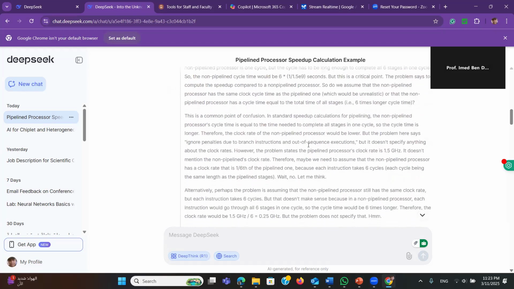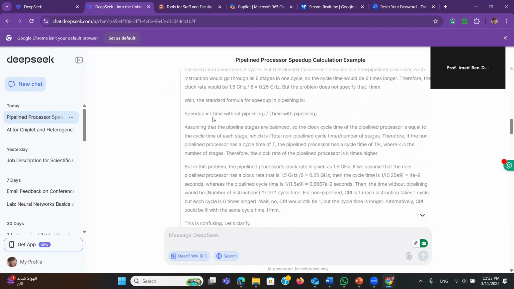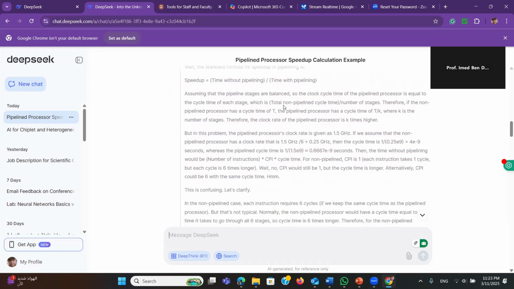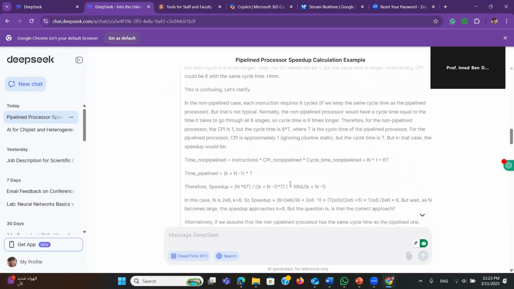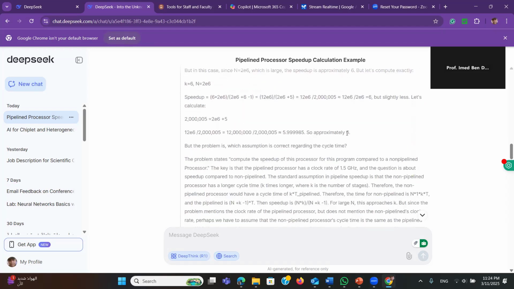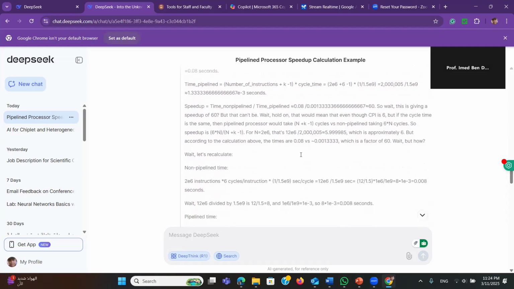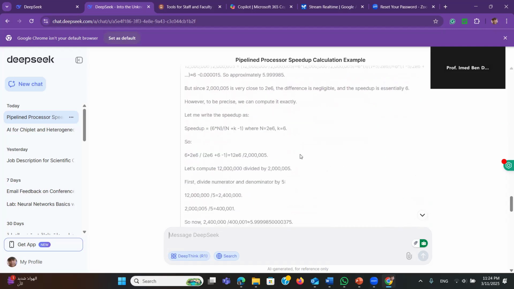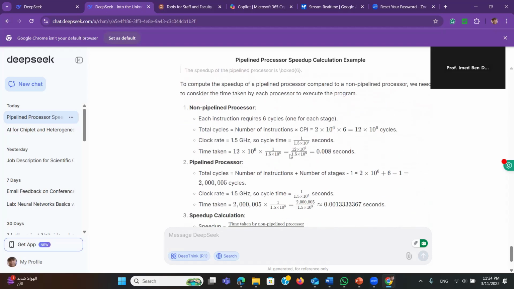So it plunged into very complicated calculations, and then it used the formula speed up, which is equal to time without pipelining divided by time with pipelining. And then it went on to compute the time without and with pipelining. Here it made some clarification, and here it computed everything. At the end, it found that this is almost 6. And again, it went on to reasoning, the same stuff, and at the end, it provided the same solution. You see that?